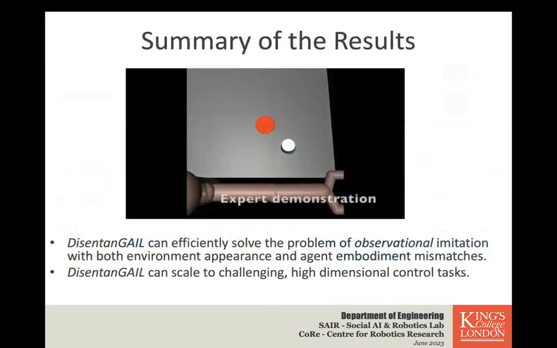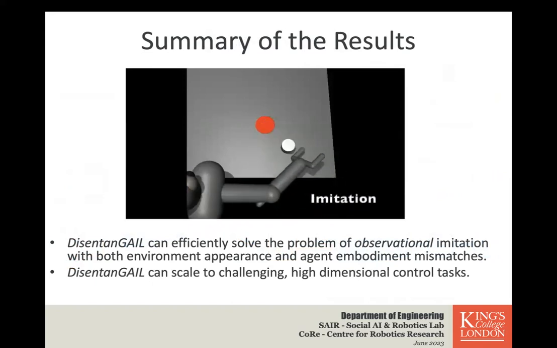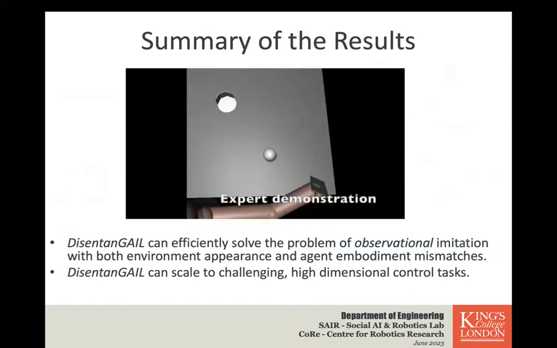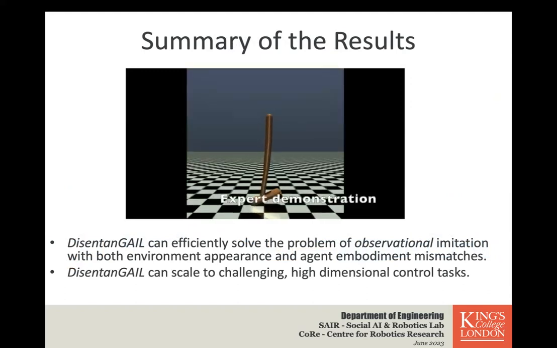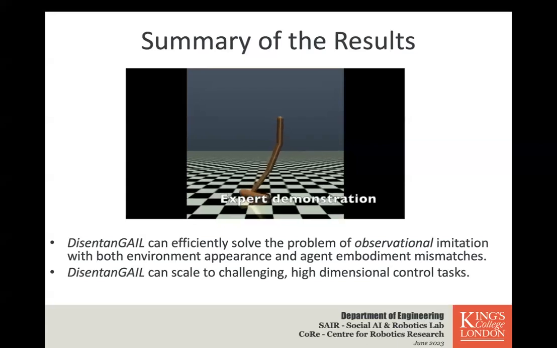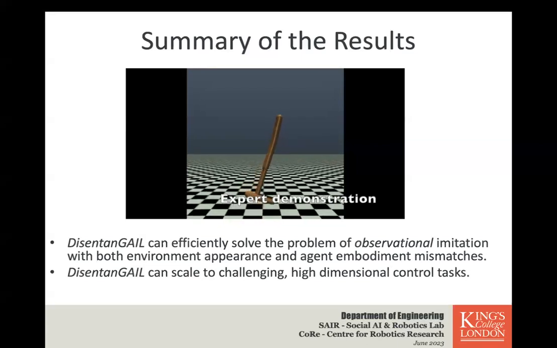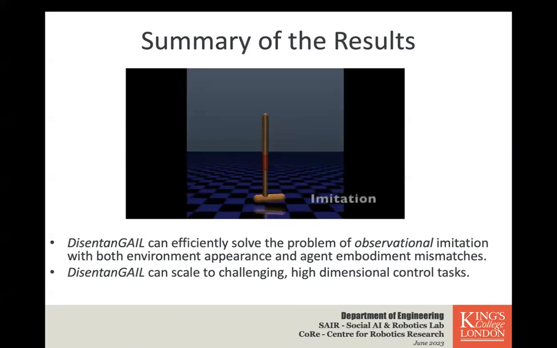interaction. Here are some results in this scenario: our method effectively solved the problem of observational imitation, even where there are significant appearance differences between the agent's environment and the expert's environment, as well as differences in their embodiment. We have also shown that this method was able to work for high-dimensional control tasks.